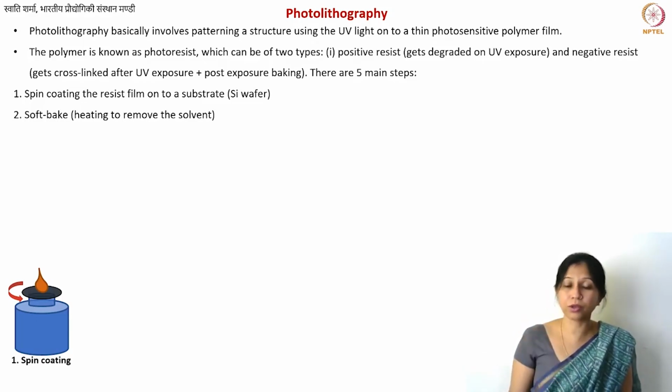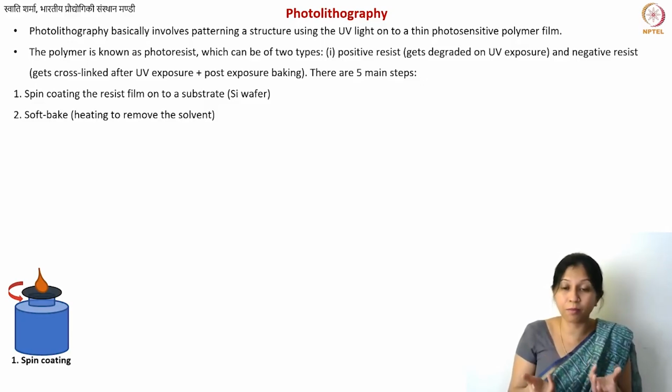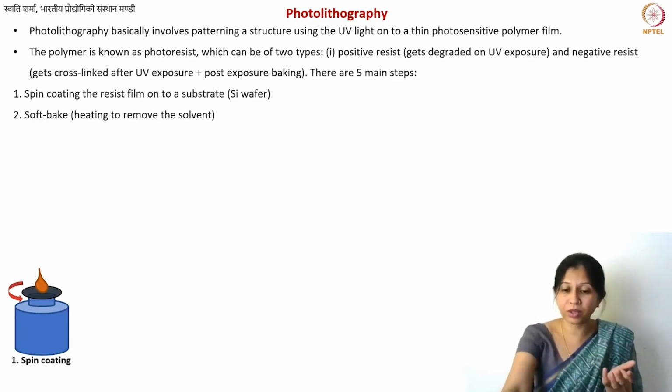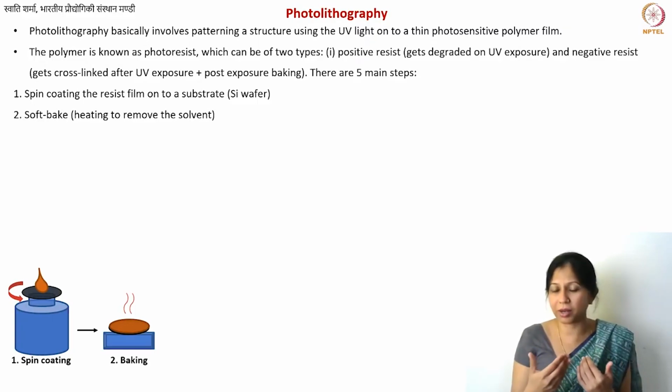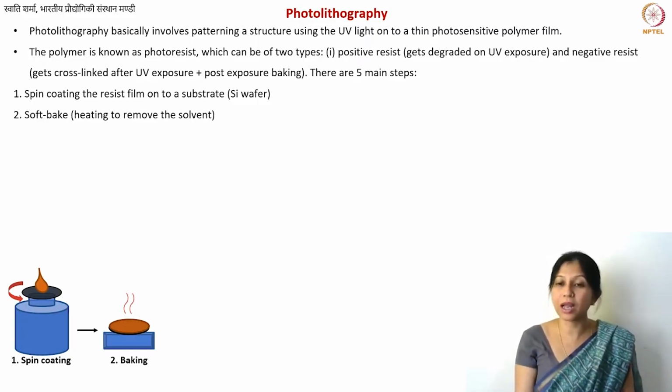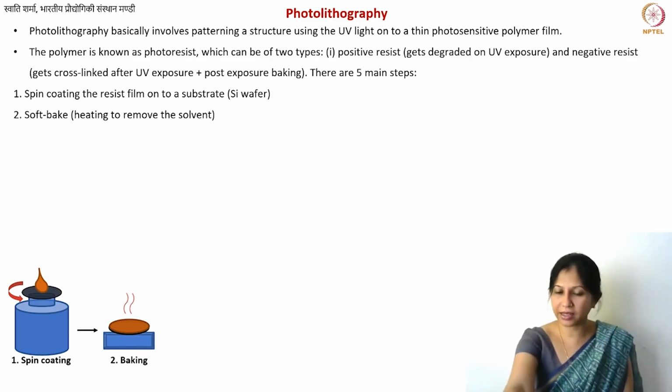Now what do you want to do? Whatever polymer you use may have certain solvent or some volatile things. So you want to get rid of them, and that is why you will do certain baking. This baking is, for most resists, done below 100 degrees. So 65 and 95 are the temperatures at which you will do the baking of the resist. So you get rid of the solvent, or at least the unnecessary solvent.